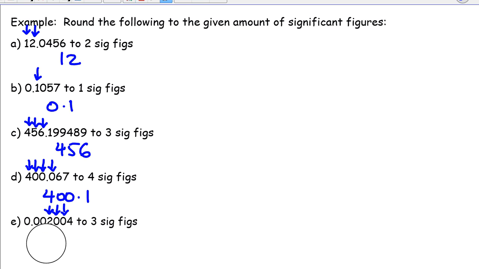Sorry, I missed that. So this will be equal to 0.00200.